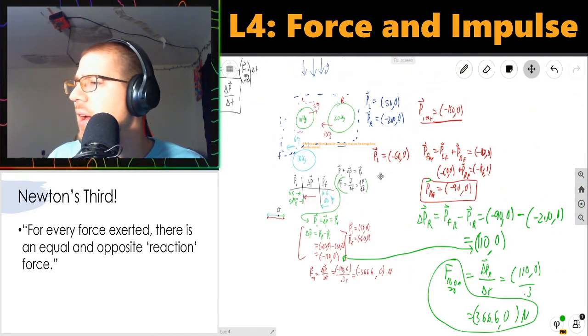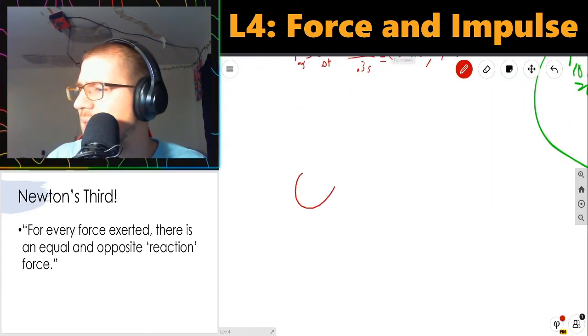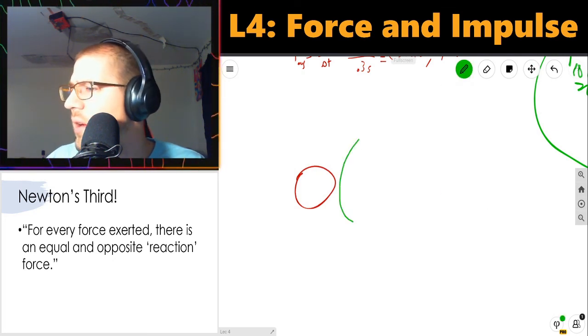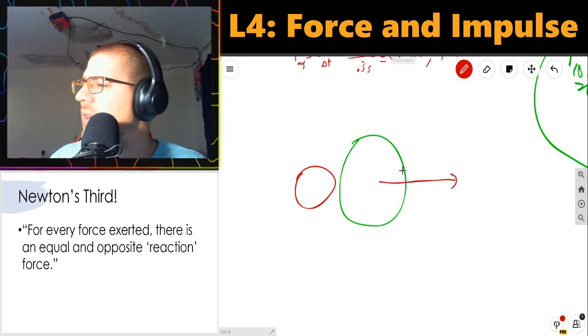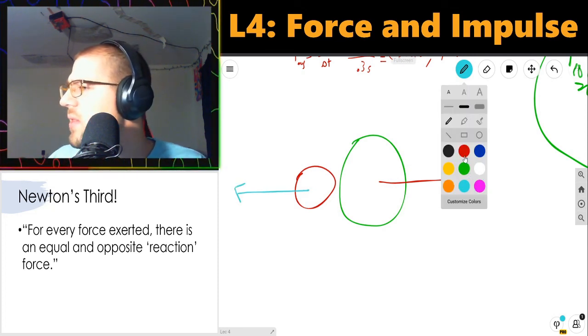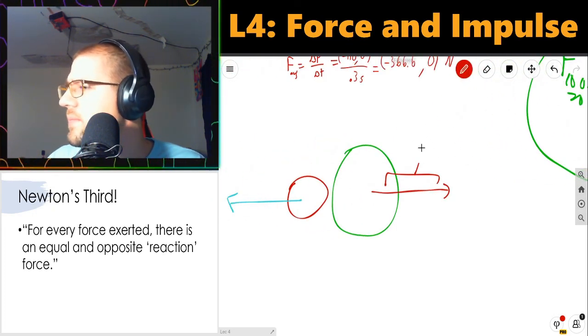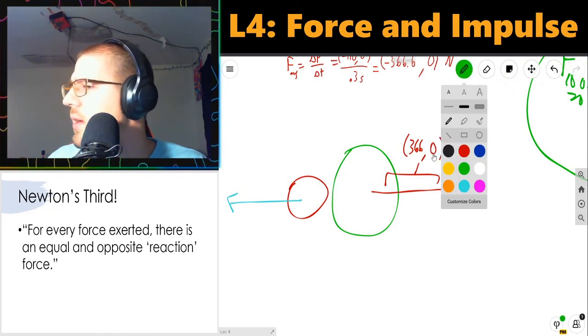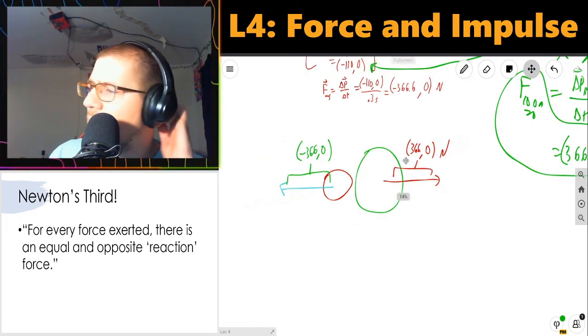So if I were to put that on a free body diagram, at the moment of collision, here's what I'd see. I would see my 10 kilogram asteroid and my 20 kilogram asteroid, and there's a force acting on the 20 kilogram asteroid that is the same exact size as the force acting on my 10 kilogram asteroid. These both have length 366 newtons. So 366, comma 0, and this should be newtons, and negative 366, comma 0. Equal and opposite forces.